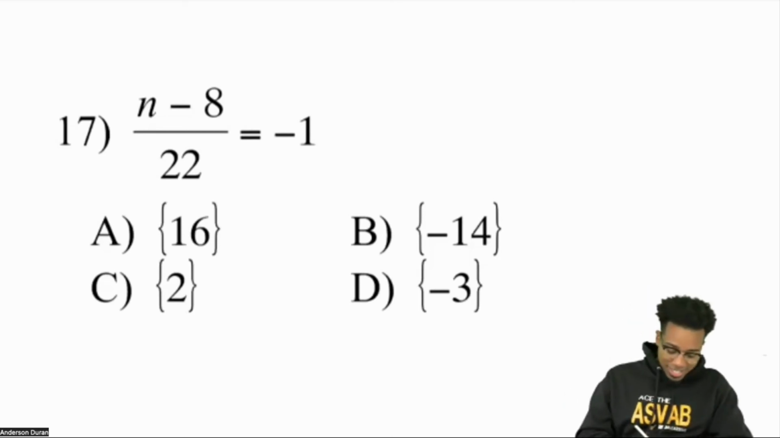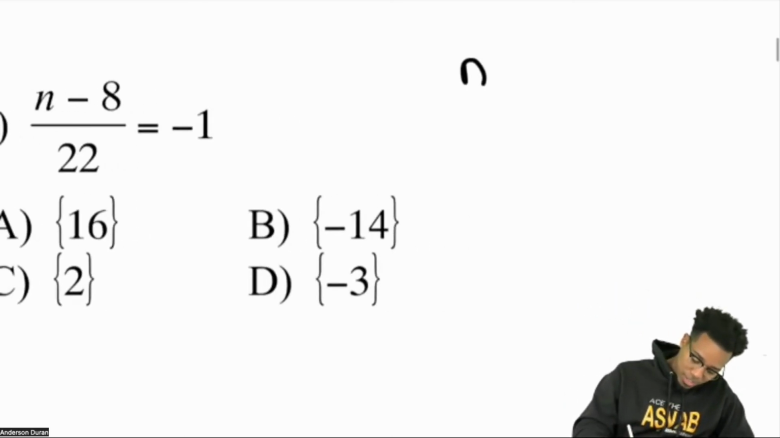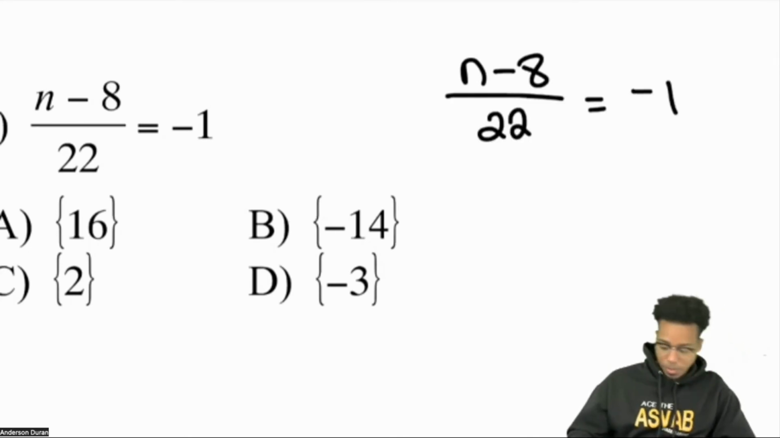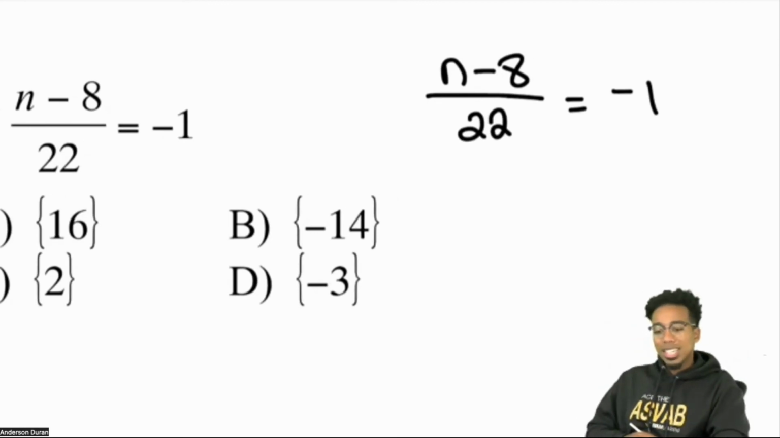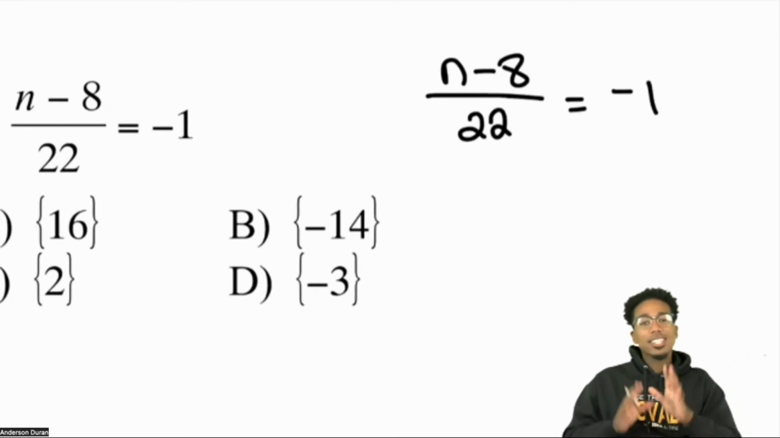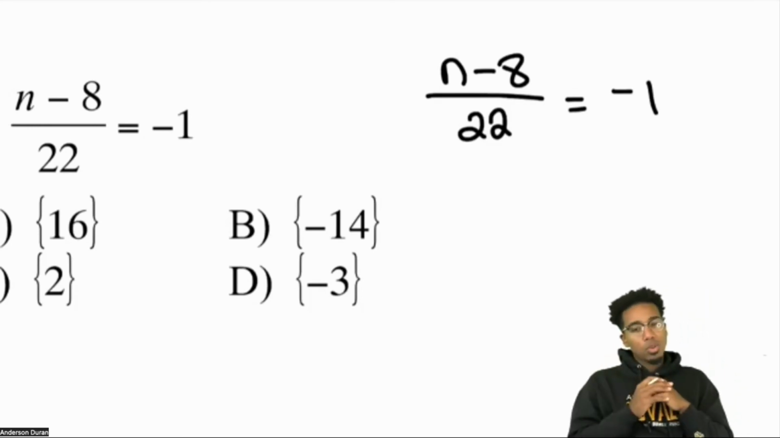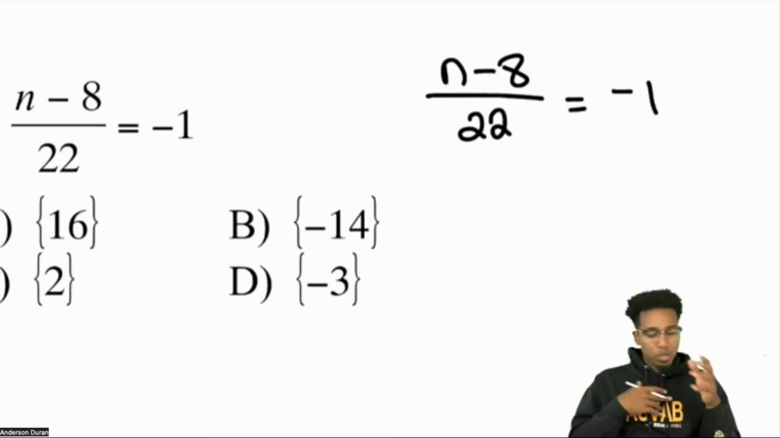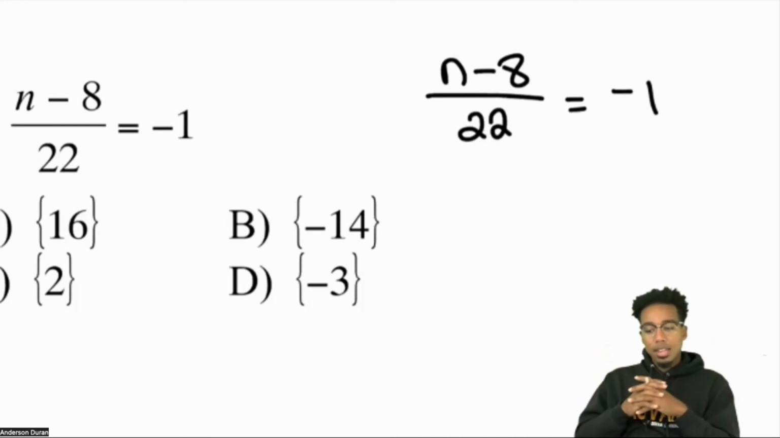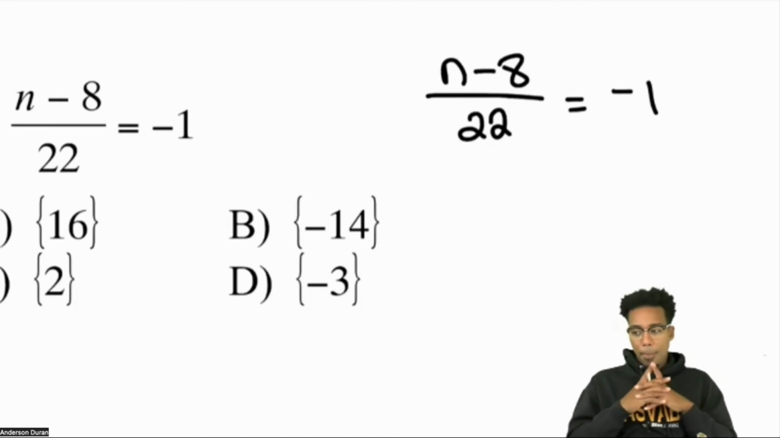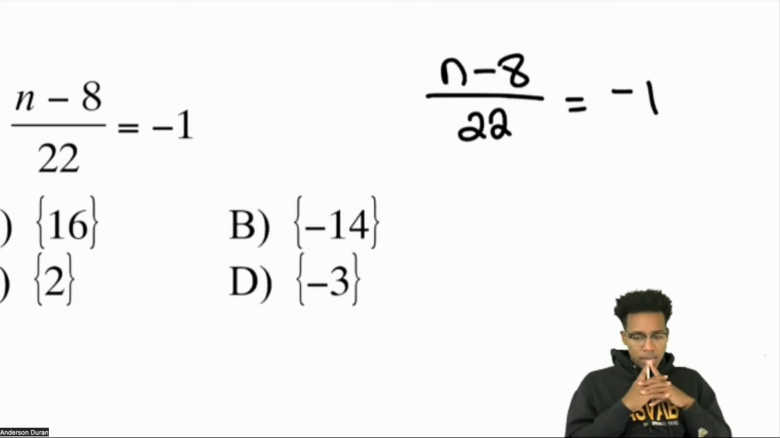All right, so let's go ahead and try this here. We have n minus 8 over here. So I'm going to write this n minus 8 over 22 equals -1. So everybody, let's take a look at this in English. I see that we have the n minus 8. Everybody, yes or no? Is all of the n minus 8 being divided by 22? Or is it just the n or just the -8? Or is it the entire n minus 8? Yeah, it's the entire n minus 8.